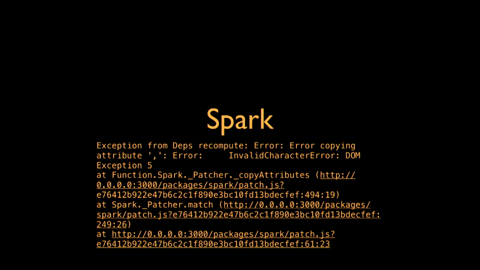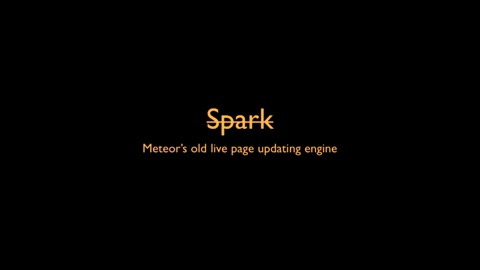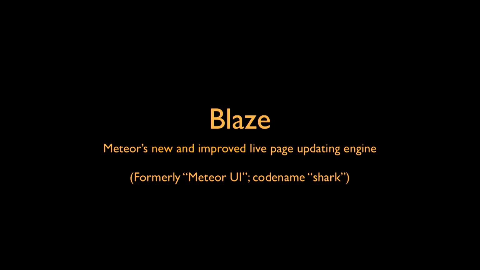For the past almost year now, we've been working on a replacement for Spark. It's a totally new system. We're getting rid of Spark. It's now the old live page updating system, replacing it with Blaze. We used to call this Meteor UI. Maybe there will still be something called Meteor UI. Internal code name is Shark. That's the branch on GitHub that it's built on. And it's ready.